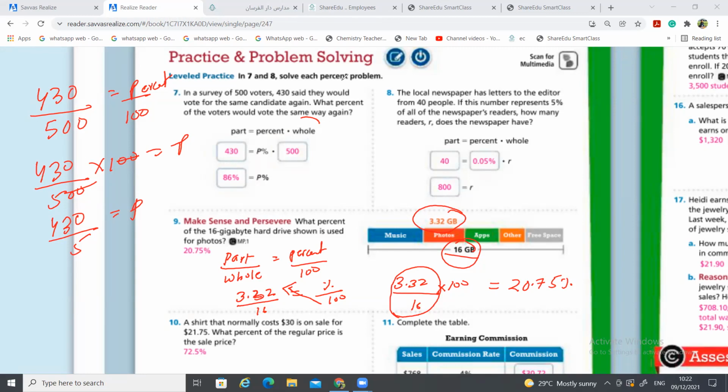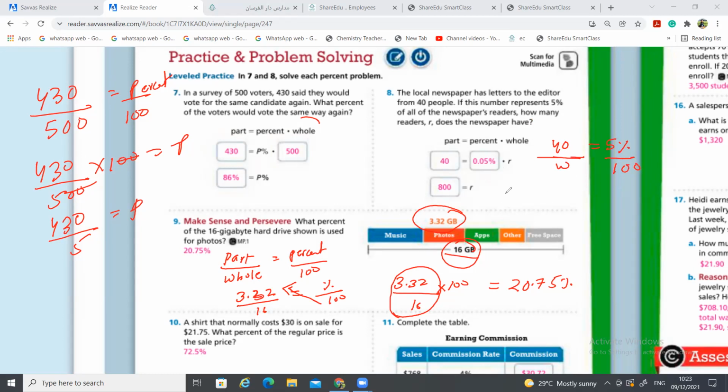Now see, one more question let me do with you. The local newspaper has letters to the editor from 40 people. We don't know the whole here. From 40 people, they chose only 40 people. The local newspaper has letters to the editor, I don't know how many letters there are, but from how many people? 40 people. If this number is represented by 5%, I don't know the whole, so what is the whole?